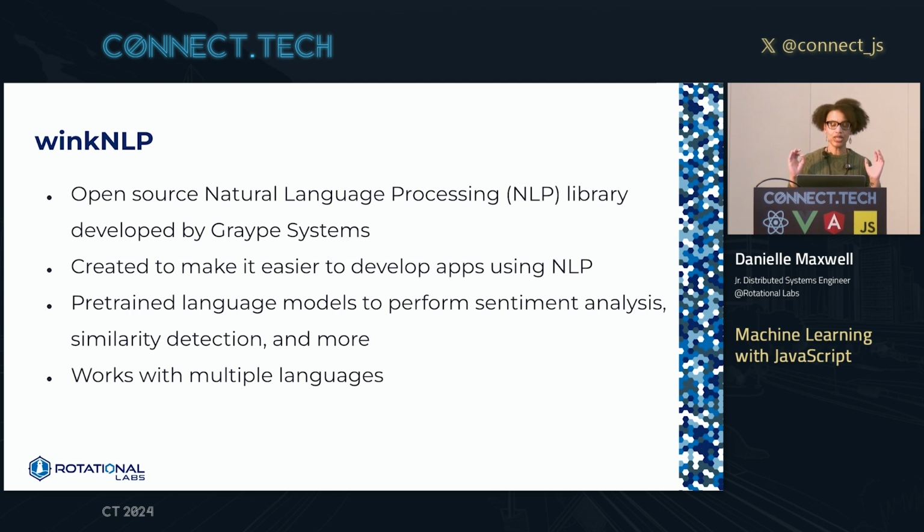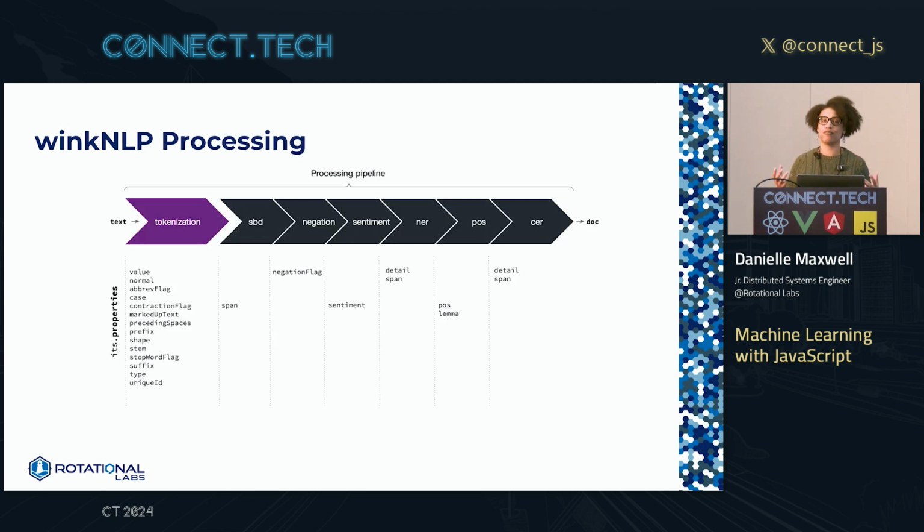So the intent of Wink NLP was to make it easier to develop apps using natural language processing. They have pre-trained language models that can perform things such as sentiment analysis, similarity detection, and it also works with multiple languages. So you don't only have to work with English when you use this particular library. This one is one where they already have a model, so you don't actually have to create the language model yourself. You can just work with it right out of the box.